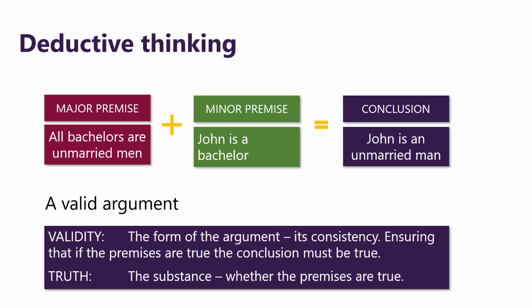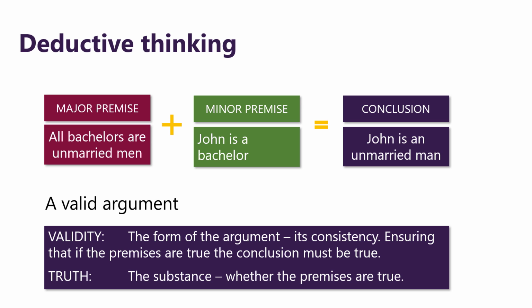Here we can see an example of deductive thinking. We have a major premise that all bachelors are unmarried men, and a minor premise that John is a bachelor. From this we can draw the conclusion that John is an unmarried man.